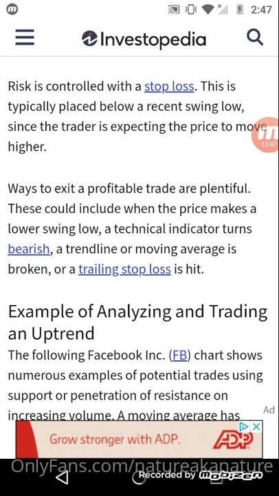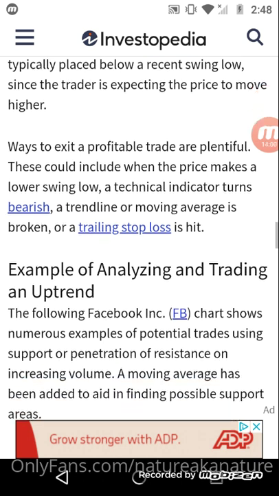So basically, this is an uptrend. In my next video, we'll be talking about what a downtrend is. Alright, so this is what an uptrend is.